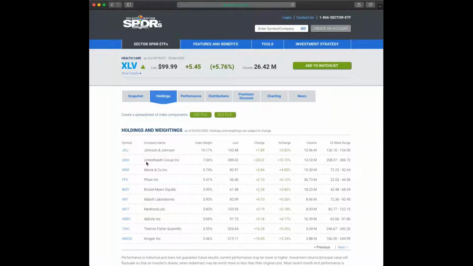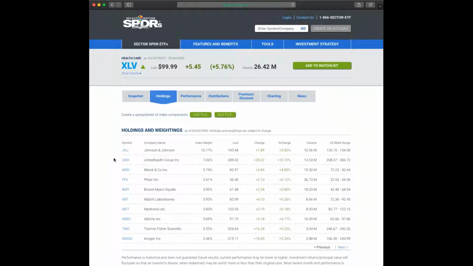Next is UNH, United Healthcare, which is 7%. And then it's MRK, which is 5.74%. And then it's PFE, which is 5.41%. And then after that, it drops down into the threes. So that's why I want to focus on the top 5, because those are the most weighted. I'd rather you focus on the top 3, but giving you more leniency.